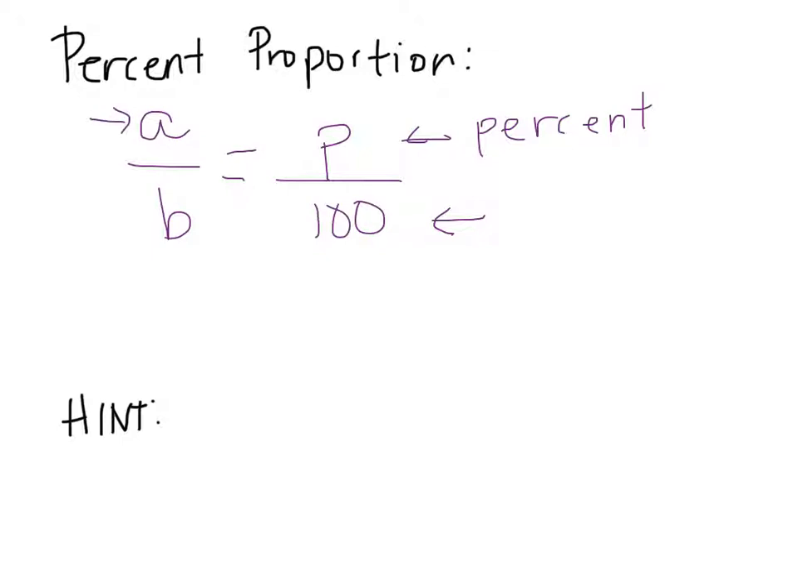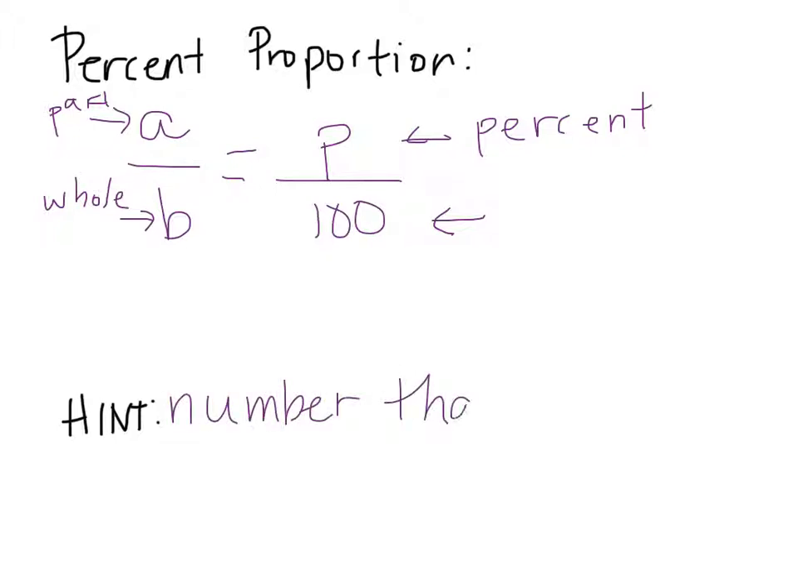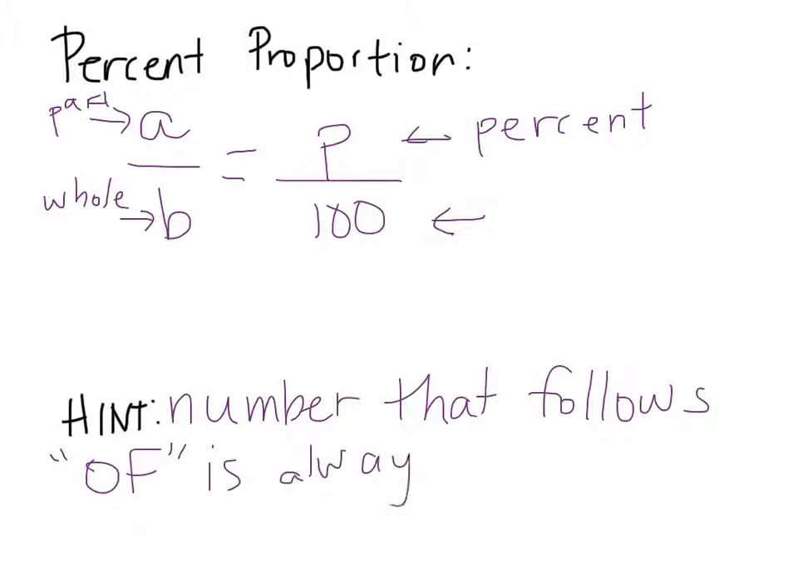The A is what we're going to call the part, and the B is what we're going to call the whole. So we always have a whole something, and then a percentage is always like a part of it. So a little hint when you're trying to plug those numbers in: the number that follows the word of. So when you see percent of, that number that follows of is always the whole.